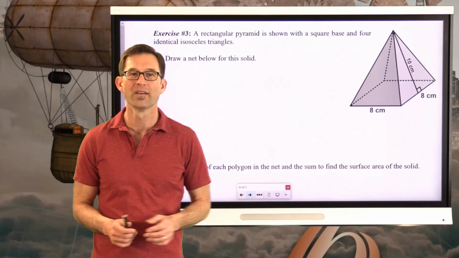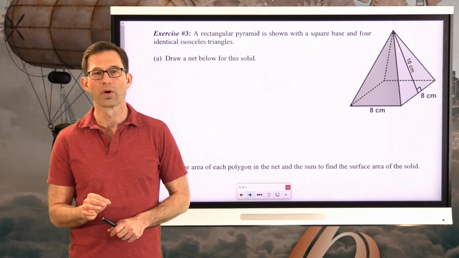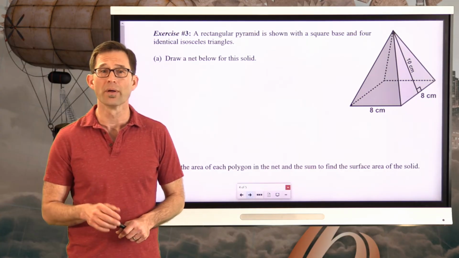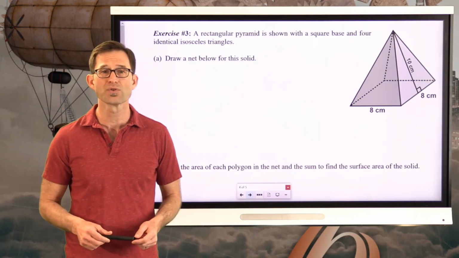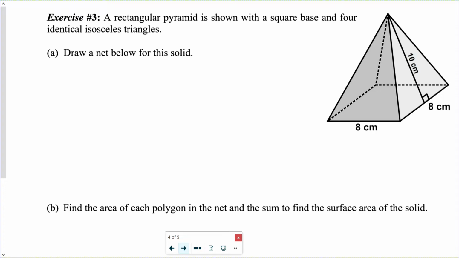A pyramid. We won't be doing a lot of work with pyramids in terms of surface area, but a little bit here and there. So let's take a look at it. Exercise number 3. A rectangular pyramid is shown with a square base and 4 identical isosceles triangles.